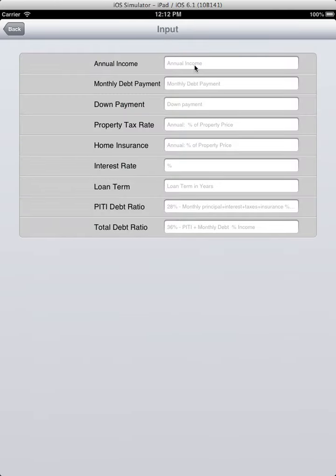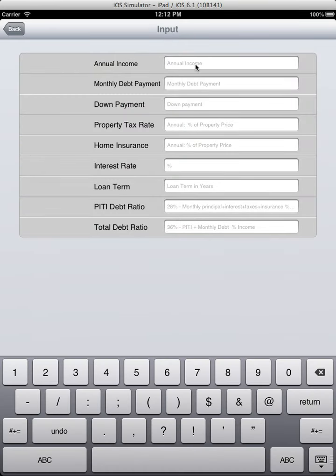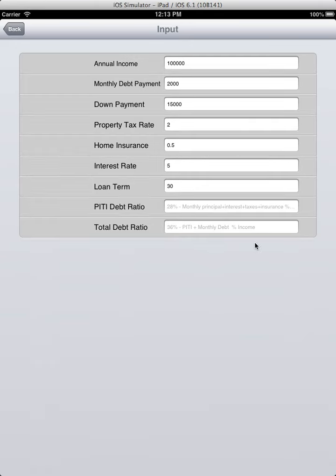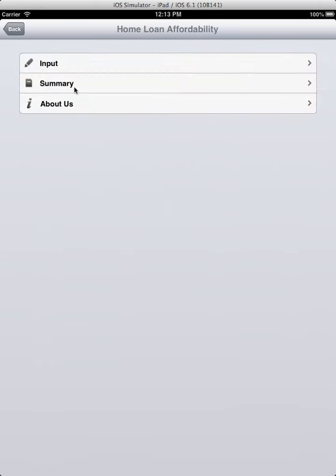So we enter the inputs, say annual income is this much, 100,000, and monthly debt payment is 2,000. Down payment in dollar amount is 15,000, and tax rate is 2%, and say property insurance is 0.5%, interest rate is 5%, loan term is 30 years, and the PITI or total debt ratio, those are all default 28 and 36%, but you can also change them.